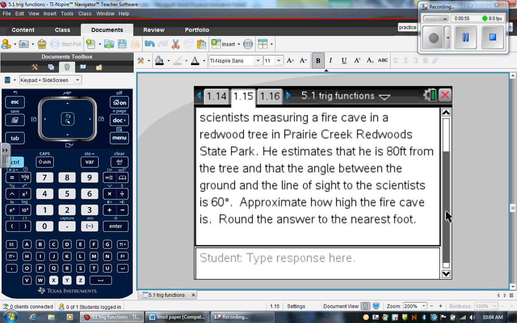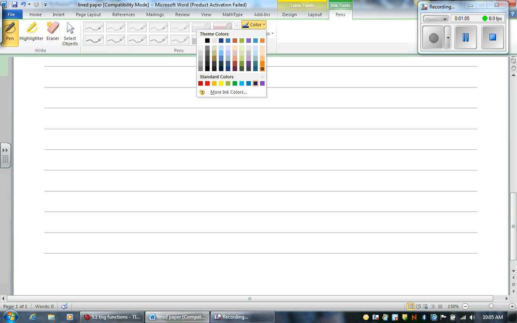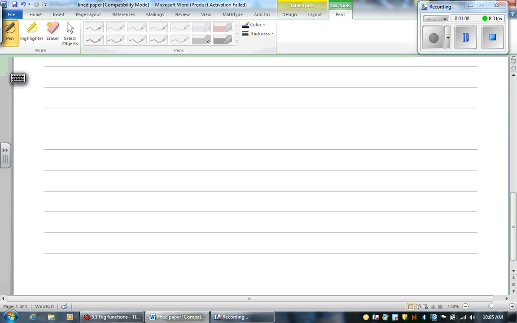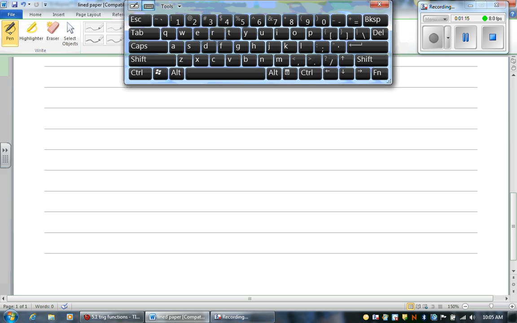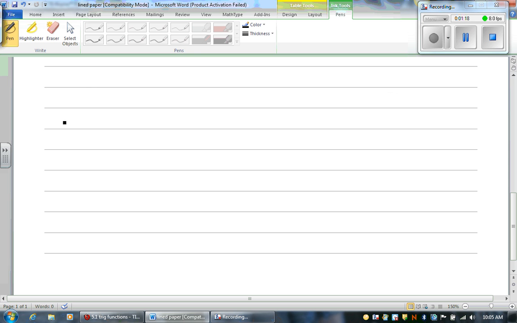All right, so what we need to do is read this and from this description draw a picture that makes sense. We have a hiker that's standing 80 feet from a tree. So I've got my tree here, put a little top on it. There's my tree. My hiker is right here. He's standing 80 feet from the base of this tree. There's my hiker.